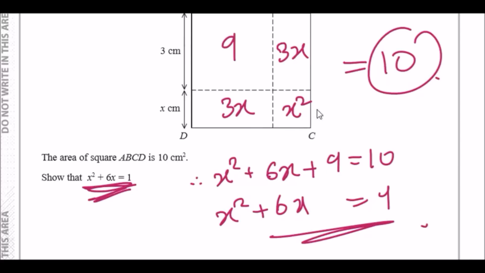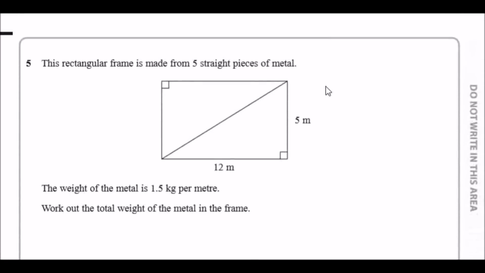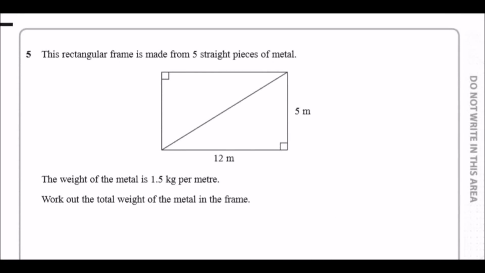Okay, all right, so let's move on. Number 5. This rectangular frame is made from 5 straight pieces of metal. Oof. Just looking at it head on, this looks like a Pythagoras' theorem question. So the weight of the metal is 1.5 kilograms per meter. So whatever your final result, times it by 1.5. Work out the total weight. Okay, that's fine. So total weight would literally be 1.5 times your answer. So that's what we're going for.